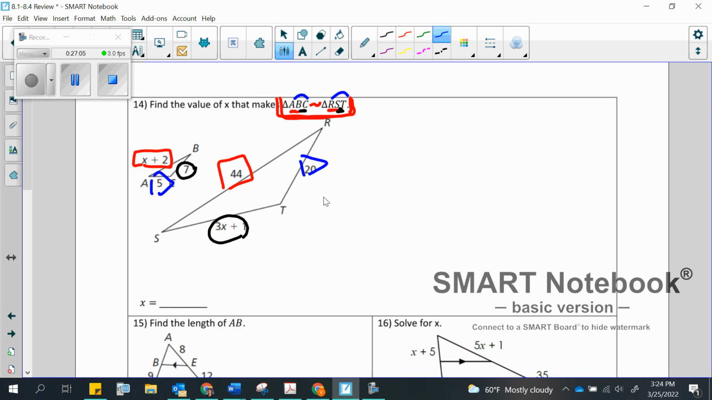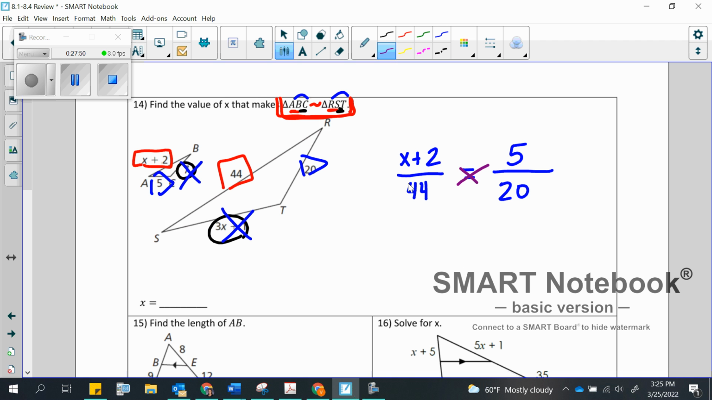Okay, now we want to find the value for X. So we need an equation. We're going to set up a proportion that involves X, just like we did before. So to set up this proportion that involves X, I'm going to start with the X plus 2. So I'm going to start with the left triangle. So X plus 2 over 44 equals, and if I already have X in here once, I don't need to have X again. So I don't need to use the 3X plus 1 and the 7, because I don't need another X. So I'm going to use X plus 2 over 44 equals 5 over 20. We want like a scale factor, so the other expression should only have numbers in it.